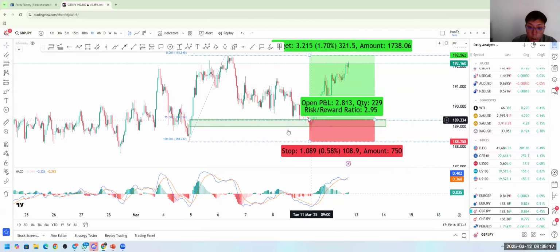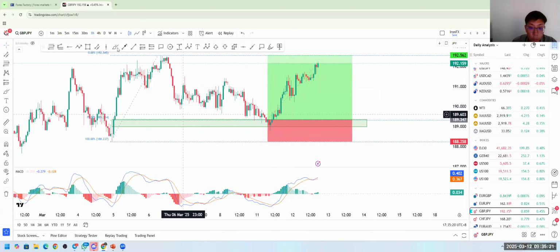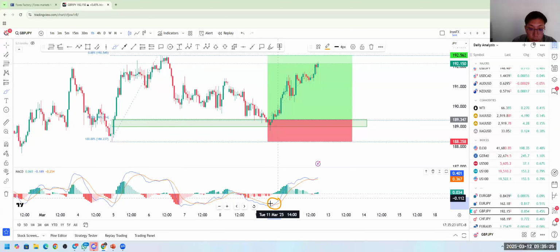Then you can see right here, there is a confirmation of MACD crossing over the signal line, which indicates a buy, right? Even though my entry was right here, before it crossed over. But once price closed above this fair value gap, I saw that there is a crossover for MACD as well. All right.